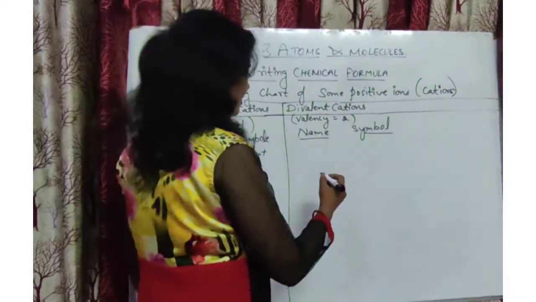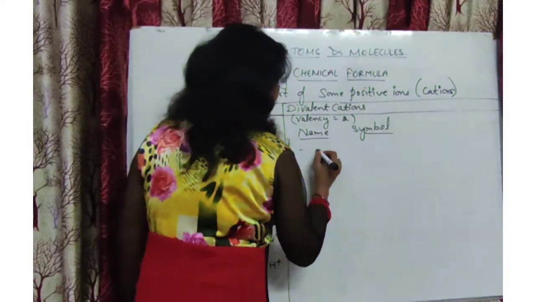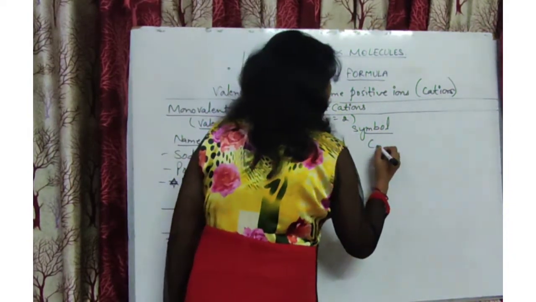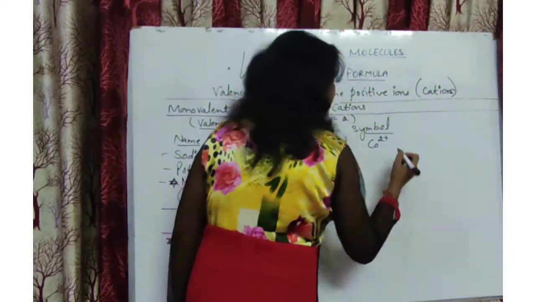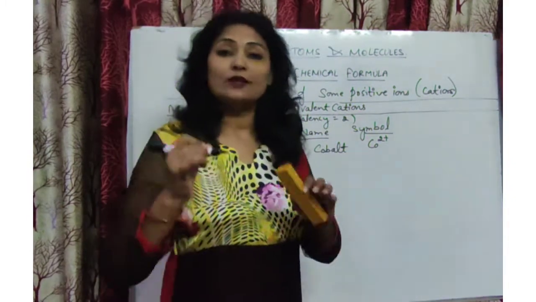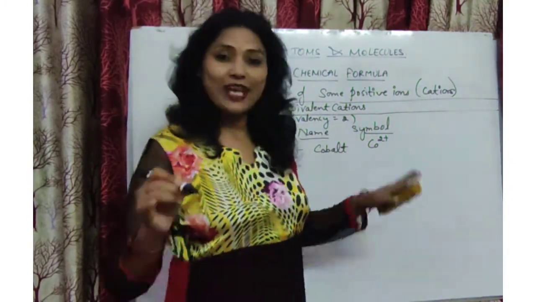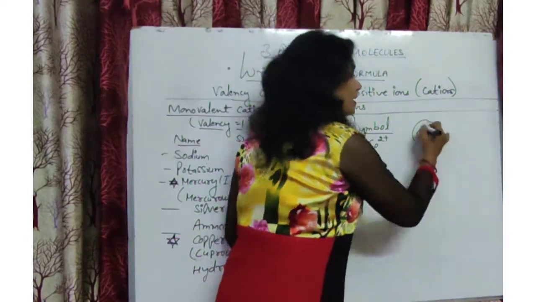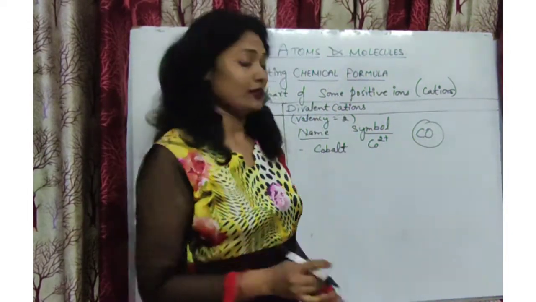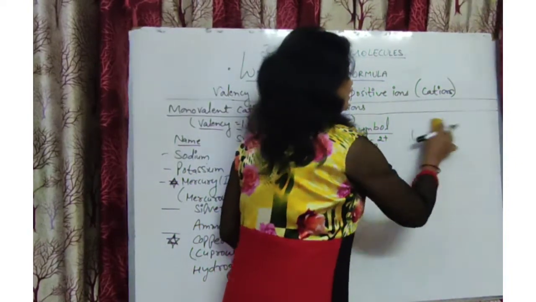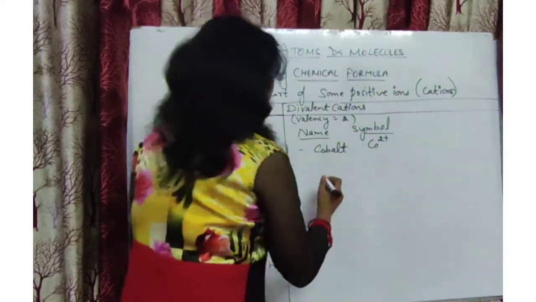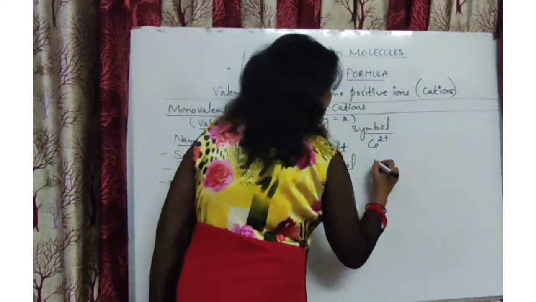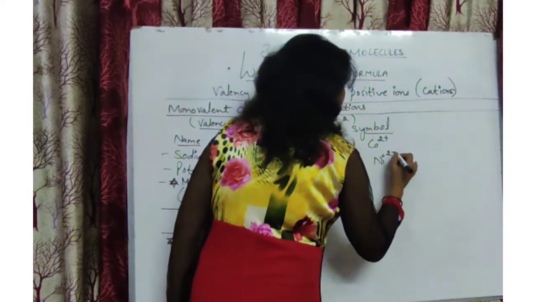elements. Now next, cobalt, Co2 positive. Whenever you write the symbol of cobalt, C is capital and O is small. If you write it like that, it will become carbon monoxide. So please remember it. Okay. Then nickel. Nickel has also 2 valency, Ni2 positive.